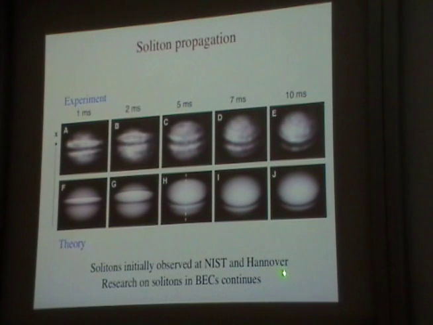About the same time, solitons were also observed by a group in Hannover, in Wolfgang Ertmer's group. Since these initial experiments, there's been a number of experiments looking at solitons in BECs. People have used optical lattices to generate gap solitons and all sorts of other solitons, and looked at soliton collisions and so on. Soliton generation in Bose-Einstein condensates is still a very popular subject, and there's still a number of groups looking at that.